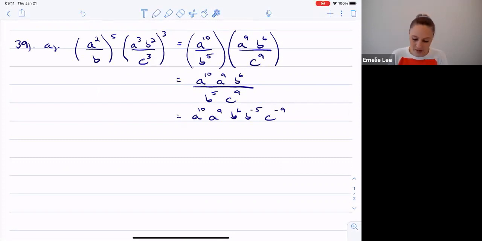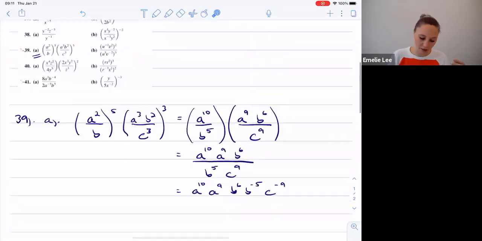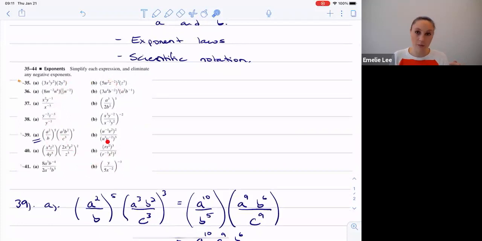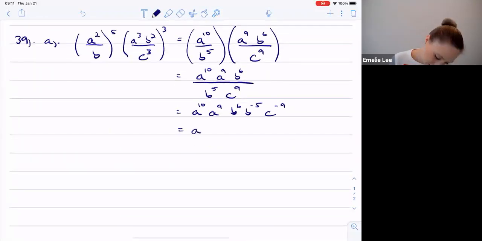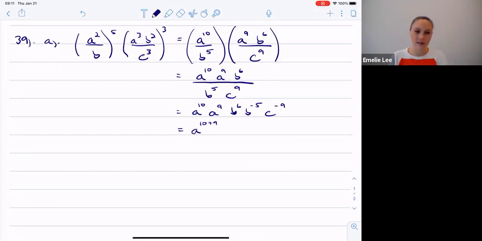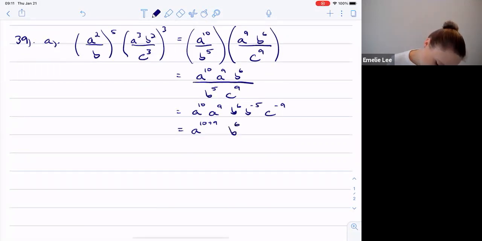Okay. So now, as long as I have the same base, I can combine the exponents by adding them. So another exponent law. You should be able to do all of these problems for sure. So no hiccups here, just being fluent with those exponent laws is really going to pay off. So this becomes a to the power of 10 plus 9, and if you just wanted to skip straight to 19, that's totally fine, times b to the power of 6, technically plus negative 5, and then times c to the negative 9.